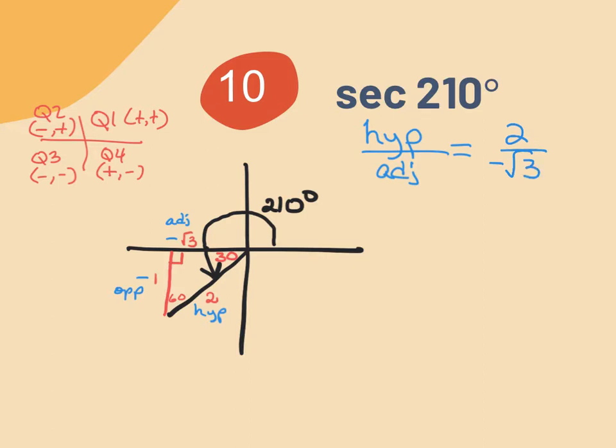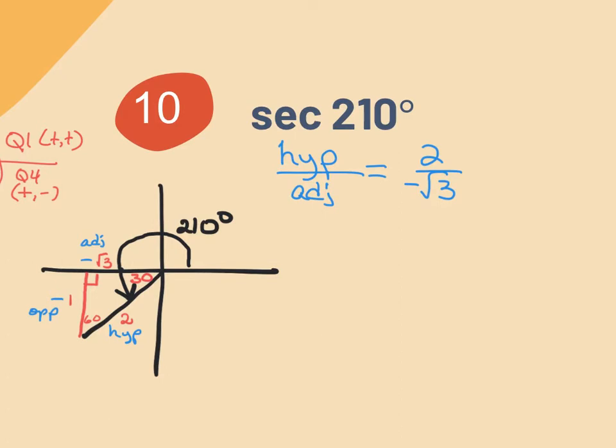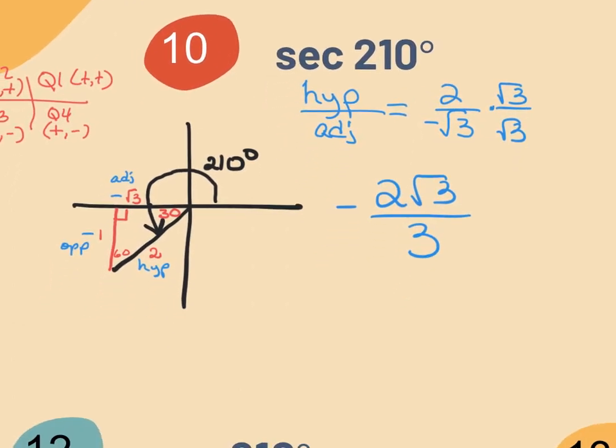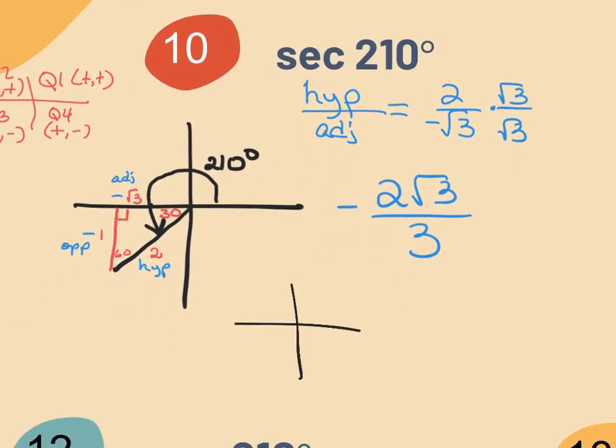Remember, you can never ever leave a radical in the denominator, so I need to rationalize. This ends up giving me 2 square root 3 over 3, and it's negative. Another way you can double check that you have the right sign on your final answer is to use your All Students Take Calculus. My angle ended up in quadrant 3, and the only ones that are positive in quadrant 3 are tangent and cotangent, and we were doing secant. So getting a negative answer is correct.